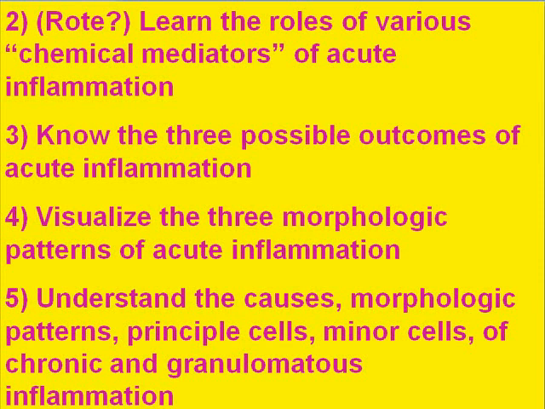We're going to talk about the 3 morphologic patterns of acute inflammation. We're going to talk about the causes, morphologic patterns, principal cells, minor cells of chronic and granulomatous inflammation as well. So we're going to talk about acute inflammation, chronic inflammation, and granulomatous inflammation. There's a whole bunch of other adjectives that are sometimes put before the word inflammation if you do that little Yahoo search. But those are basically the 3 main types if you ask a pathologist to rattle off only 3.